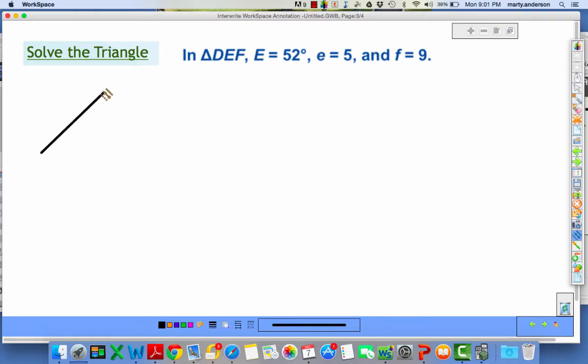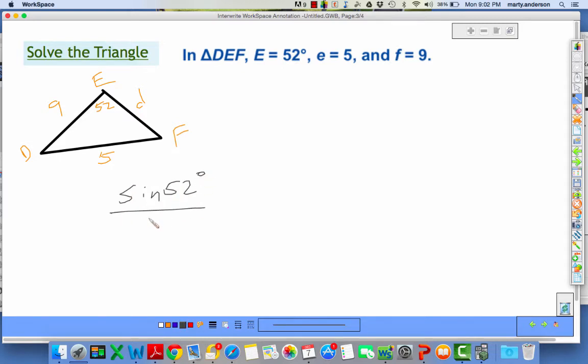DEF. First thing I like to do is draw it. I put D here, E here, F here, not drawn to scale. E is 52, e is 5, F is 9. This will be little d. The first thing I'm going to do is set up sine of 52 degrees over 5 equals sine of f over 9.